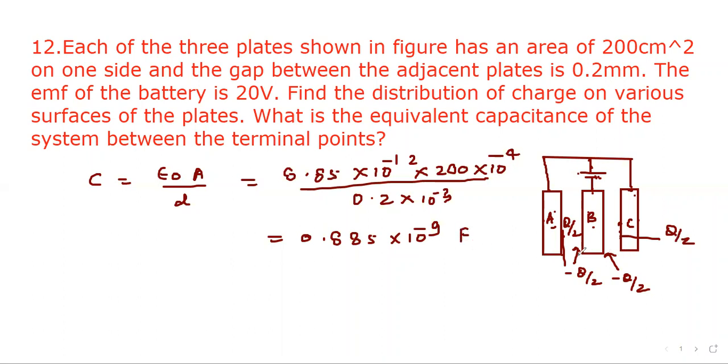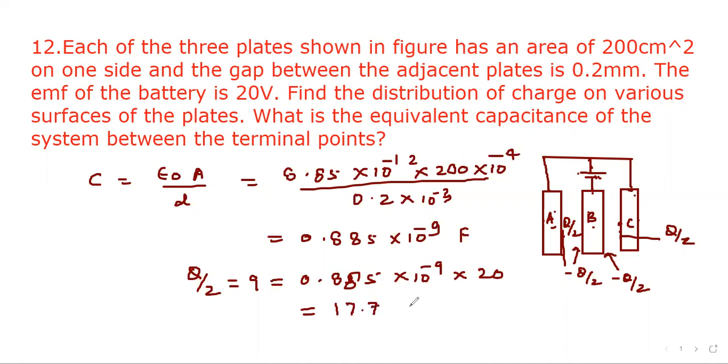This is farad. Now we have to find out the value of Q by 2, applying Q equal to CV. So here Q by 2 equal to, suppose, small q equal to C times V. C is this much, 0.885 into 10 to the power minus 9 into voltage 20. If we simplify, this will become 17.7 into 10 to the power minus 9 coulomb, or 17.7 nanocoulomb.